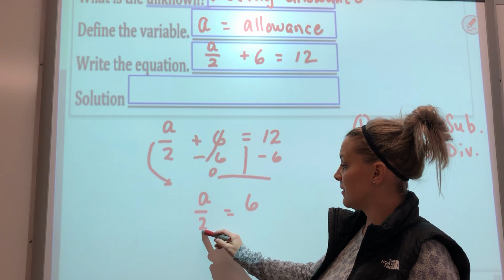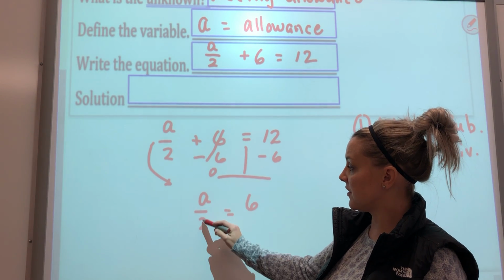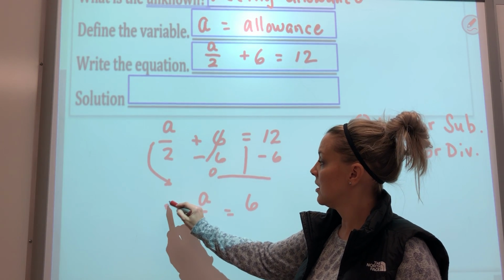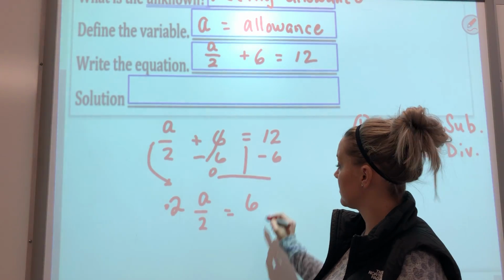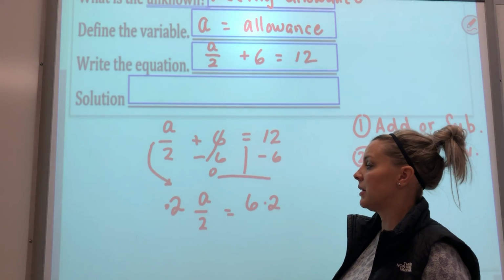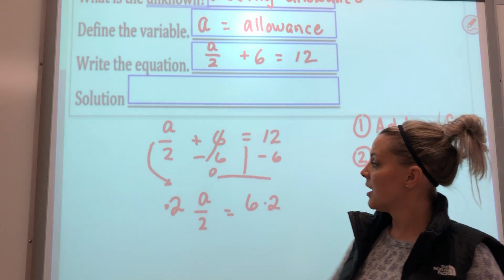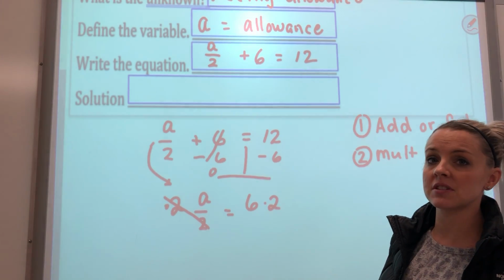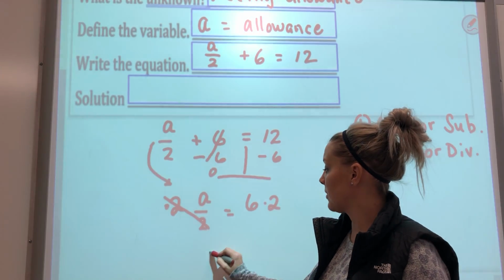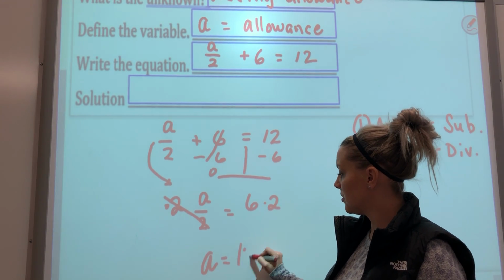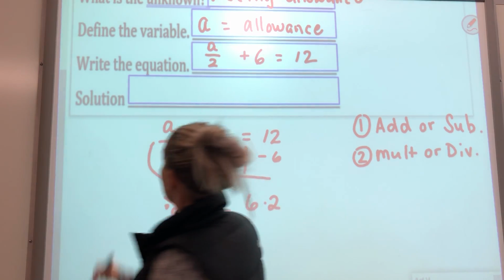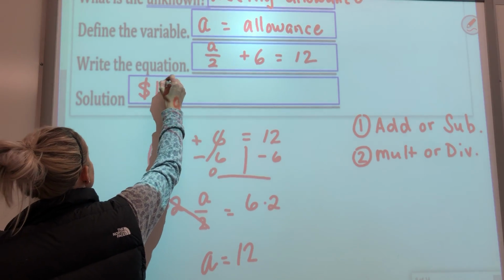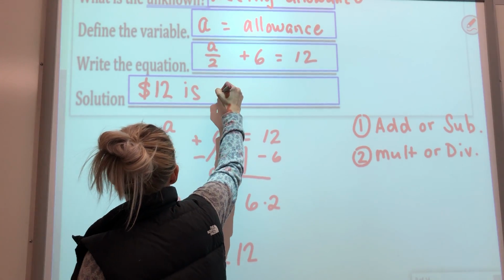So A is being divided by 2. So the inverse of dividing by 2 is multiplying by 2. So I'm going to multiply by 2 on the left and multiply by 2 on the right. My 2s cancel because they're inverse operations, and I'm left with A is equal to 12. So that means that $12 is the allowance.